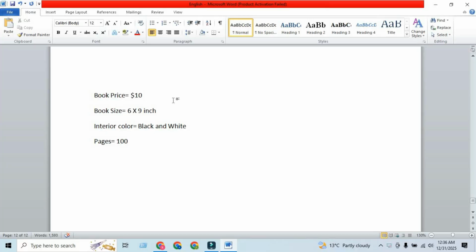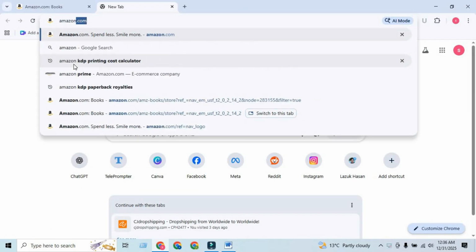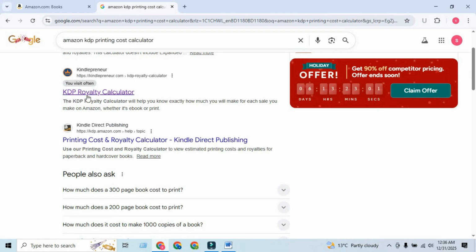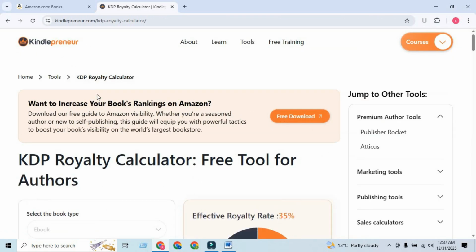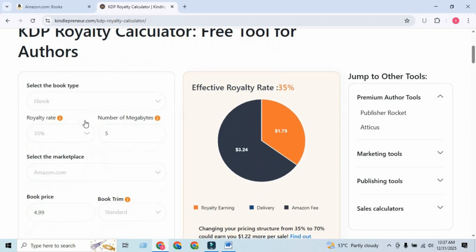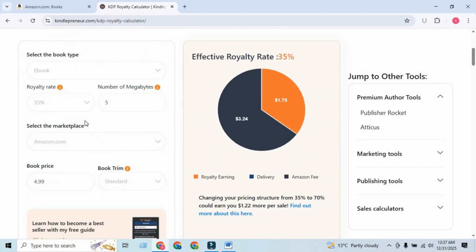Let's check this practically. Assume book price $10, book size 6 into 9 inch, interior black and white, and pages 100. Now go to Google and search Amazon KDP printing cost calculator. Scroll down. Here you will see a website named Kindle Premier. So click on it. Here you will see KDP Royalty Calculator free tool for authors. With this tool, you can calculate printing cost and many other things. But today, we will only calculate paperback printing cost.